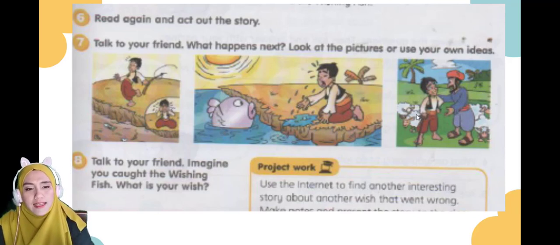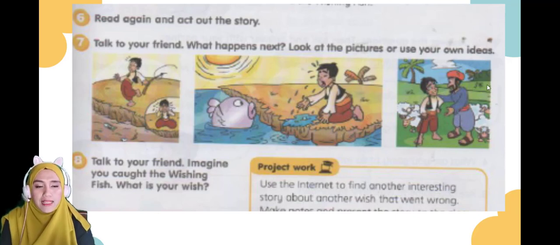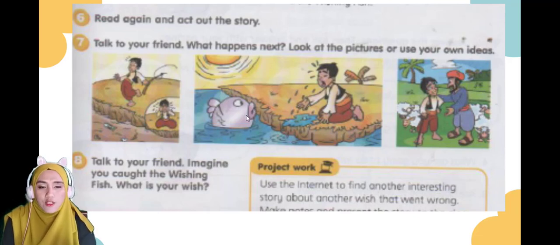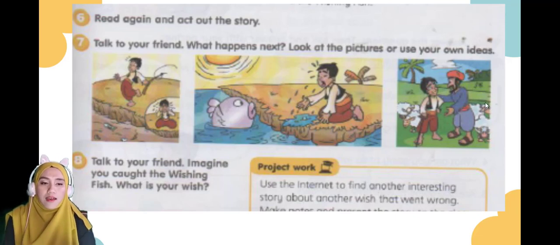Now let's look at the third picture. Here you can see that the weather is back to normal. We can see green fields, meaning that the rain is back, and then we can also see a lot of sheep around Omar and his father. So I think that the wishing fish has granted Omar's wish again. And then his sheep start to live again, and then his family can sell wool and have money to live.